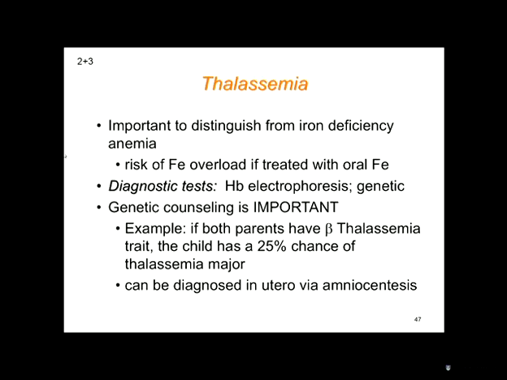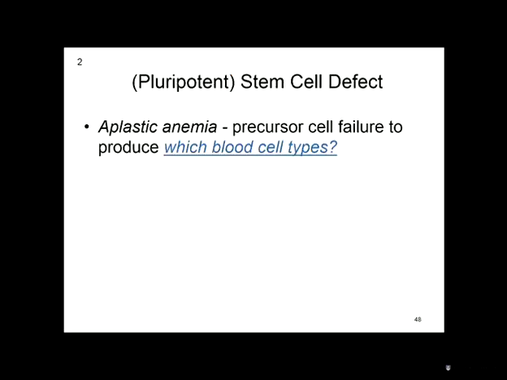So these patients do need more extensive testing, and among them they look at hemoglobin, so you use electrophoresis to do that, and they do genetics. And genetic counseling is also important in these patients, because if two parents have a beta thalassemia trait, the child has a 25% chance of thalassemia major, and that's not a good thing to have. Okay? So all of this can be diagnosed in utero, so they can do both hemoglobin electrophoresis and genetics to find out if the patient has any of those risks.